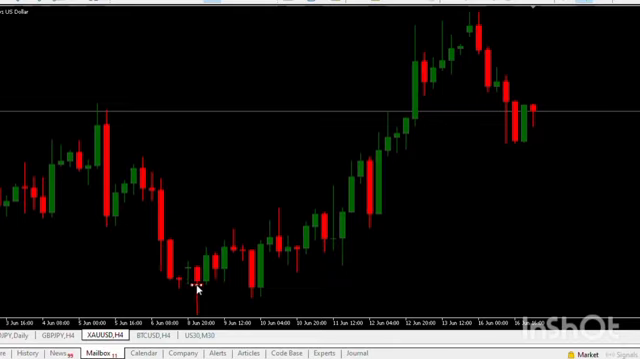Okay, now when they got to this level, what happened? Buyers came in. So this rejection could show us the strength of buyers, and eventually it just kept dazzling, and before you realize it, gradually buyers took over the market from this level here.